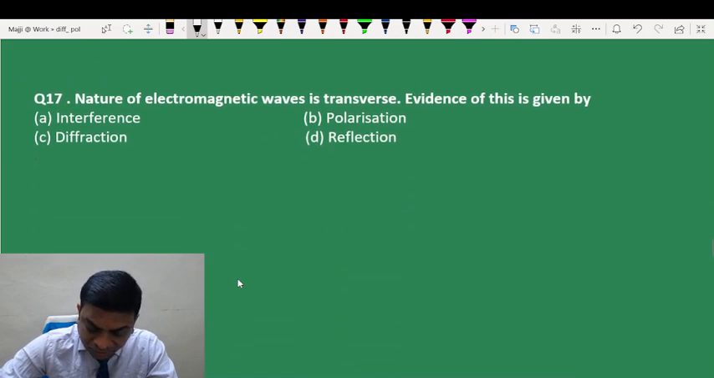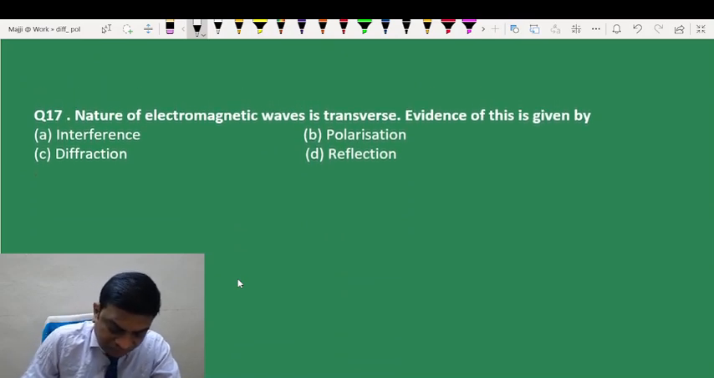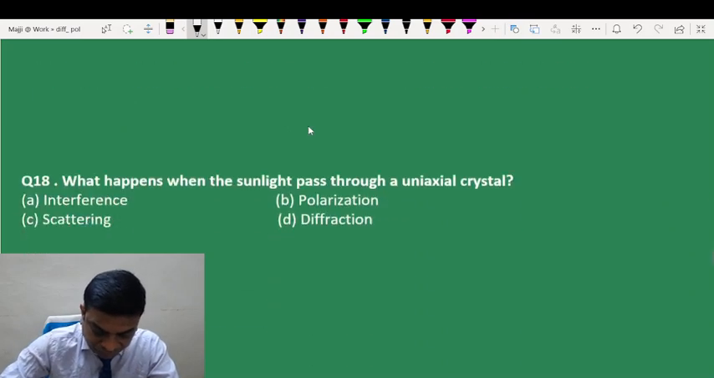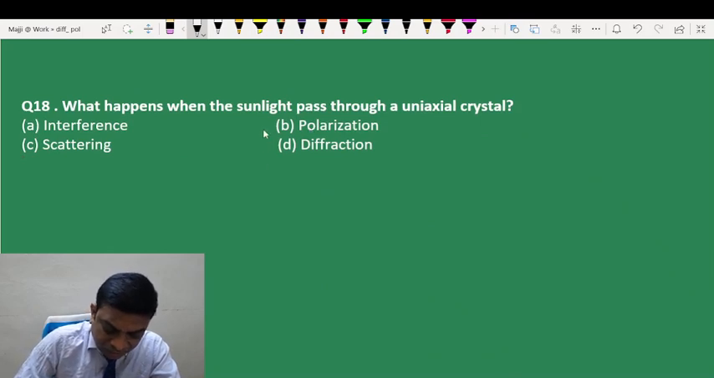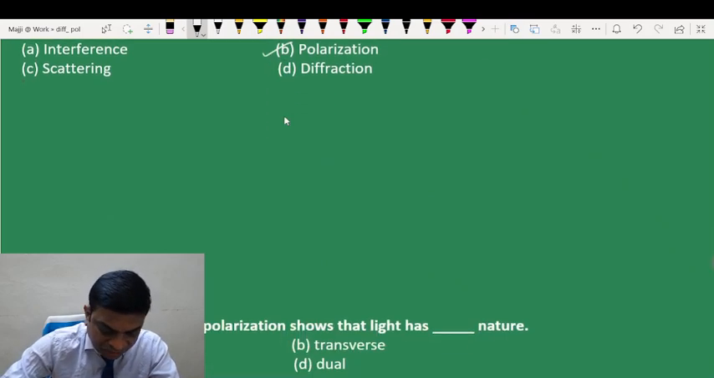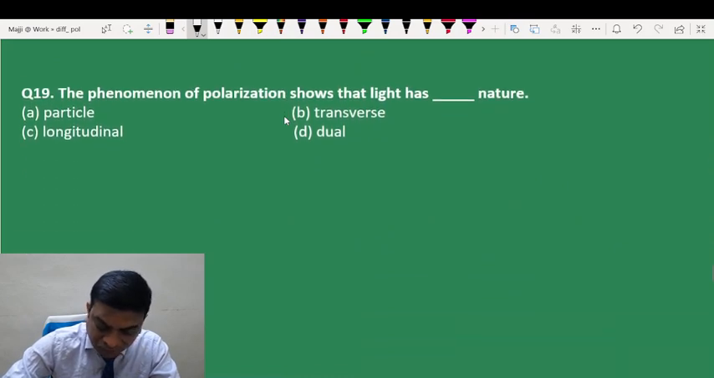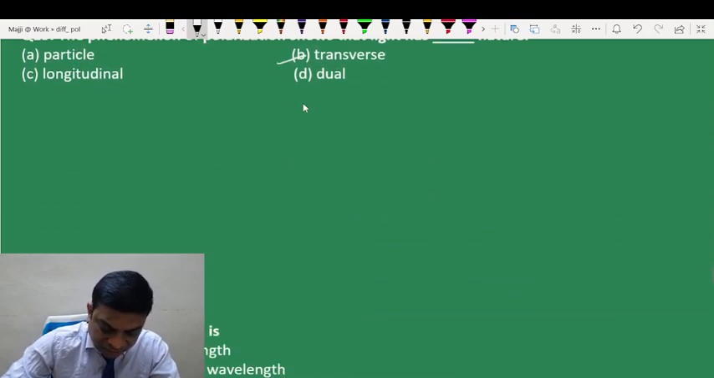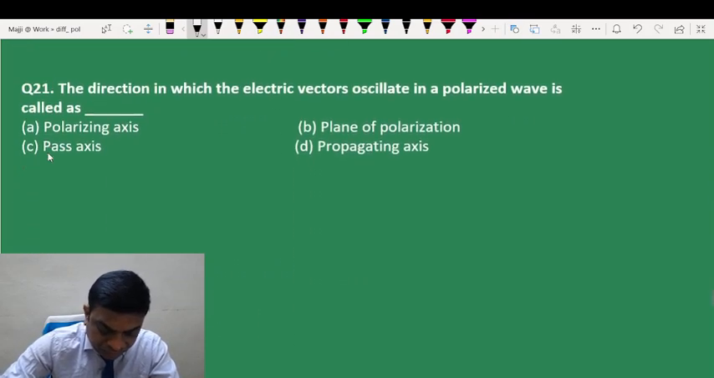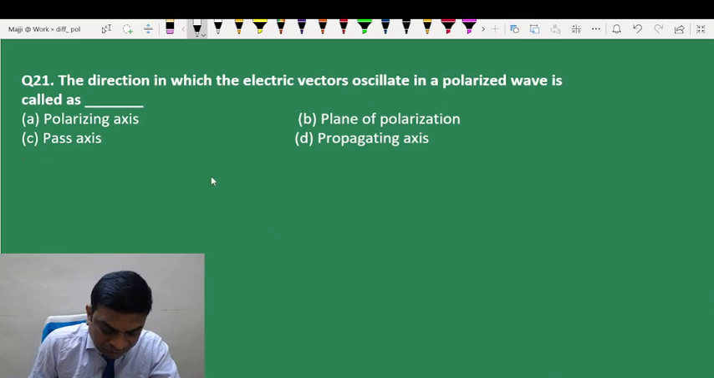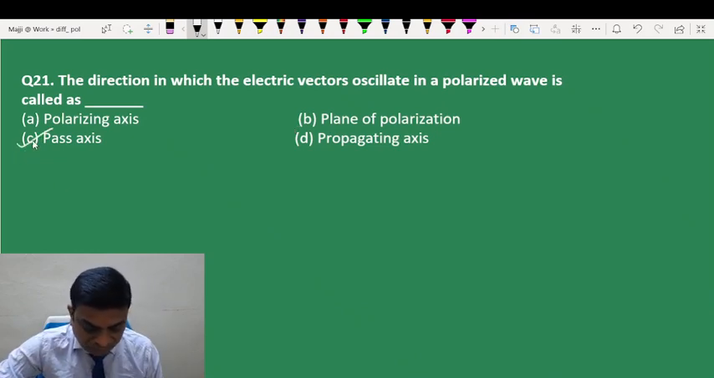Then, the nature of electromagnetic waves is transverse. Evidence of this is given by polarization. What happens when sunlight passes through a uniaxial crystal? It gets polarized. Polarization occurs. The phenomenon of polarization shows that light has transverse nature. The specific rotation is inversely proportional to the square of wavelength. The direction in which electric field vectors oscillate in a polarized wave is called the plane of vibration.